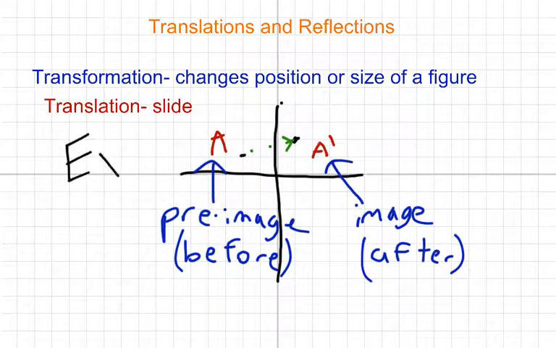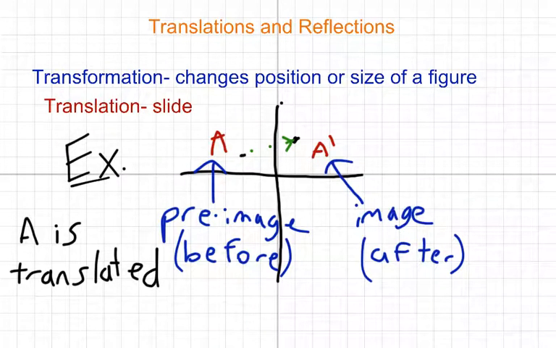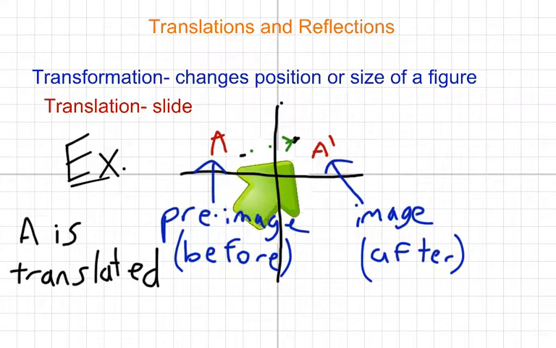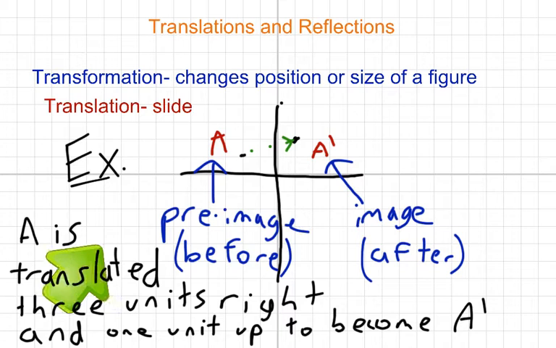Now in this example we just did, we can say that A is translated, and just like with slope, we need to include two different numbers there because we have a horizontal direction and a vertical direction. And how far did that go across? Well, let's count. It went 1, 2, 3 across, or 3 to the right, and it went 1 unit up. So I'll say A is translated 3 units right, 1 unit up to become A apostrophe or A prime.